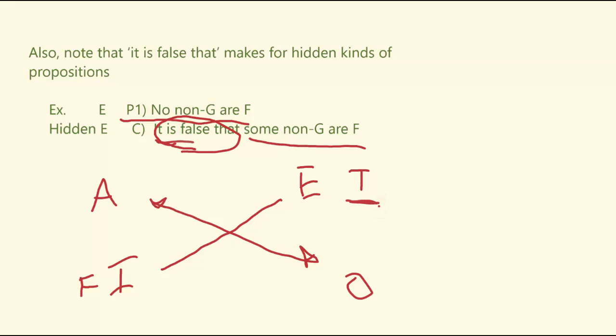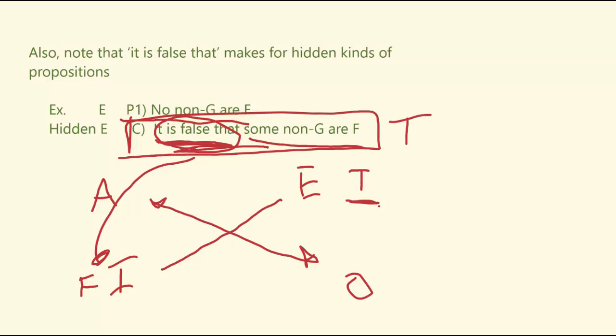But notice that that's just what this conclusion says. It says that it is false that some non-G are F, which means that the whole conclusion is right. It's correct in saying that the I proposition is false, given the premise that the E proposition is true. So again, these propositions are going to have the same truth value. They're logically equivalent, which is why it's a hidden E proposition. It really is an E proposition, even though it doesn't look like it.